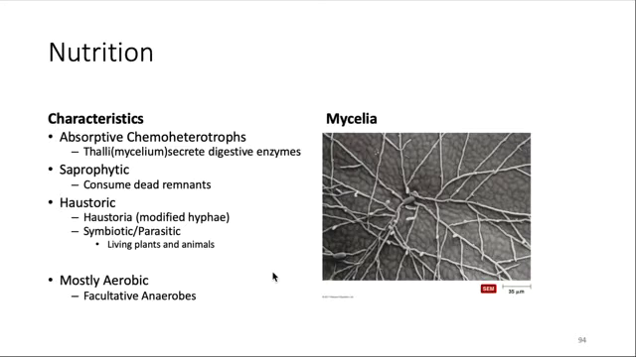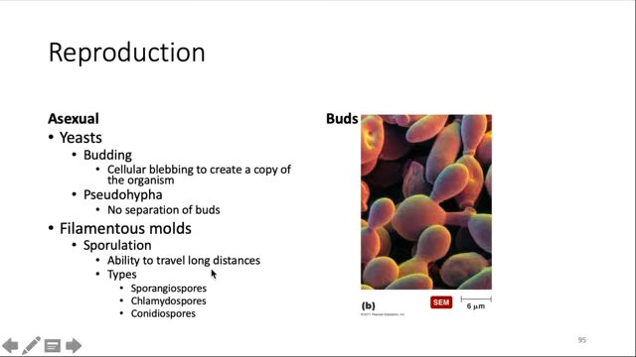That is done externally from the cell, and then there are some of them that are parasitic, and those have modified hyphae known as haustoria. We typically see a lot more of the haustorial forms as parasites of plants, and most of them are aerobic. There are a few facultative anaerobes.